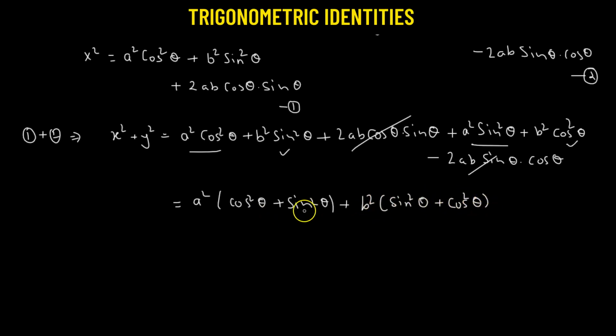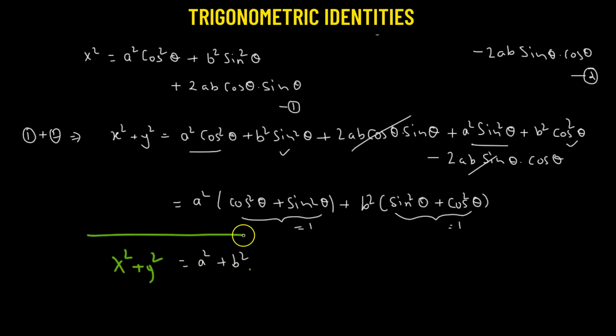Now luckily, cosine squared theta plus sine squared theta is a standard trig identity with a value of 1. So we are finally left with a squared plus b squared. Hence we have successfully shown that x squared plus y squared equals a squared plus b squared. So this is what we were asked to show, hence proved.